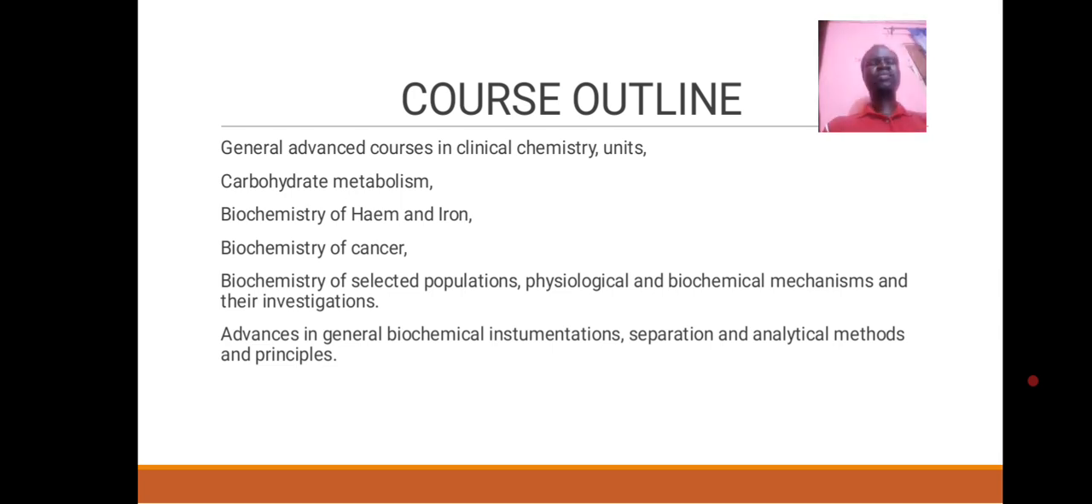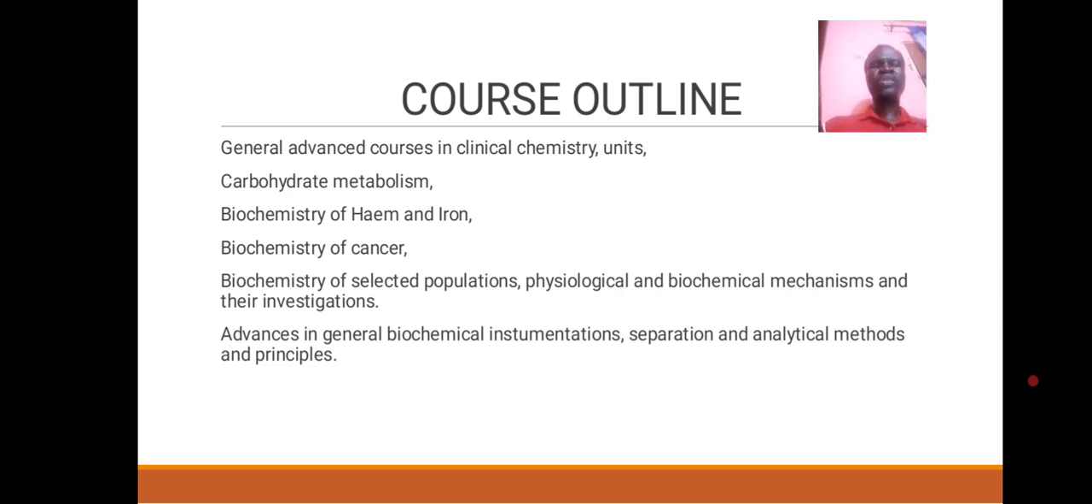Here you already know what we are talking about. We'll be looking at how carbohydrates, as one of the biomolecules, are metabolized, as well as the clinical correlations from this metabolism. Also look at the biochemistry of heme and iron, its importance, and also we look at the biochemistry of cancer, and we're also going to look at biochemistry of selected populations.